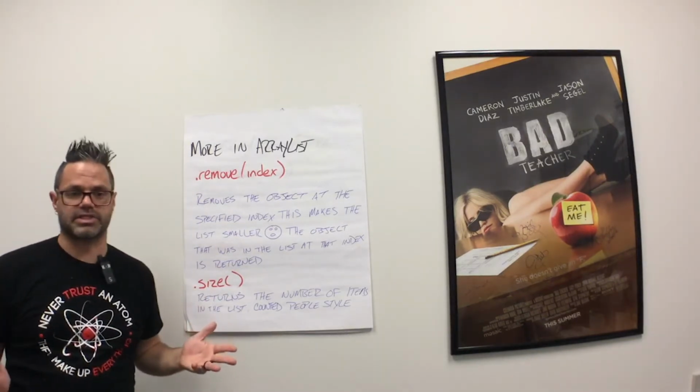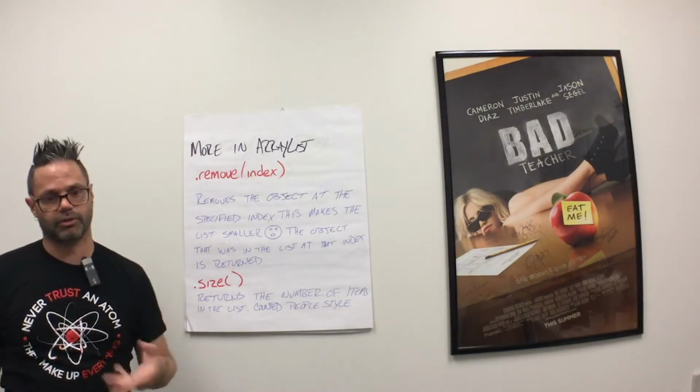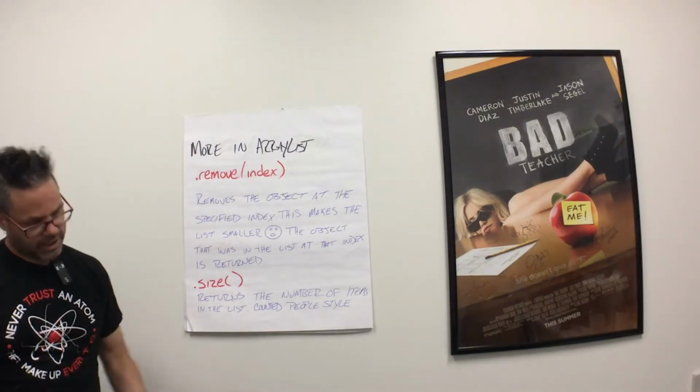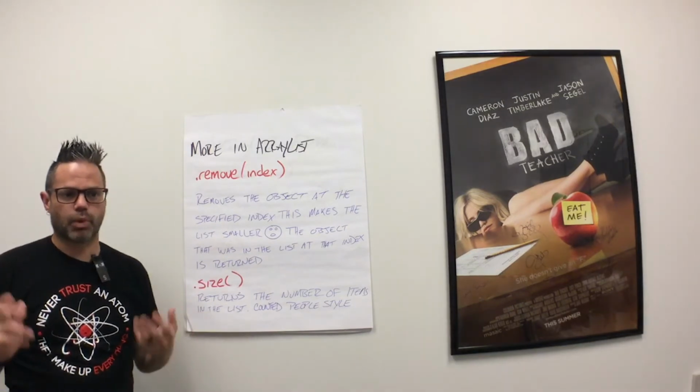The last method is size. Size is one that we use all the time. We use this every time we're writing a loop that uses a standard for loop to go over it. Hey, is it less than size? Okay, we're good to go. But size tells us how many things we're working with inside the list.